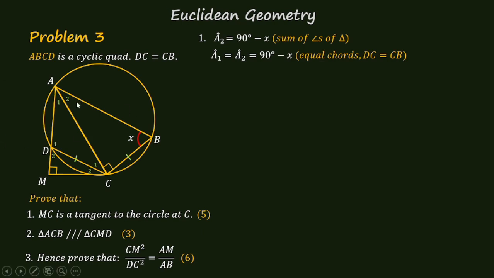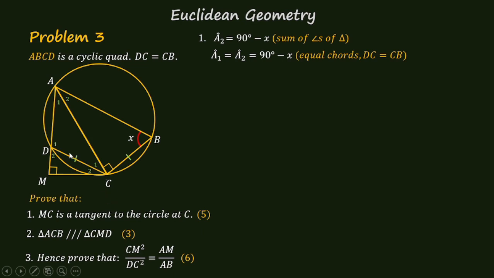Now we have shown that A2 is 90 degrees minus X. So our next job now is to show that also C2 is 90 degrees minus X. If we can show that, then we would have shown that the angle subtended by the tangent and the chord at the point of contact equals the angle subtended by the chord in the alternate segment, which is what the tan chord theorem says.